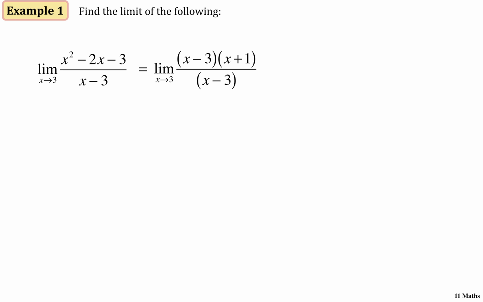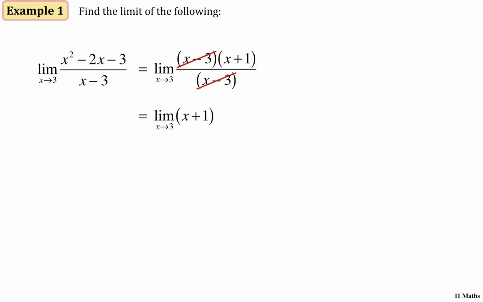Now that I've factorized the top, before I continue, is there anything that I can cancel? Actually, yes, there is. Look, I've got the bracket x take 3 on the top and the bottom. So let's cancel them. If I've cancelled them out, what am I left with? Just x plus 1. So I've just got the limit as x approaches 3 of x plus 1.